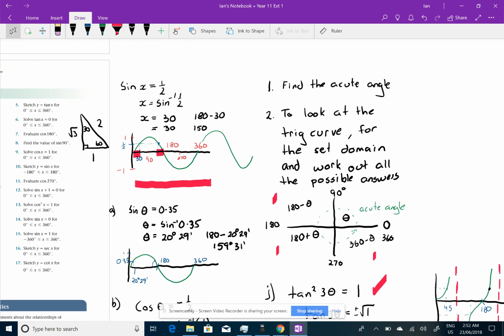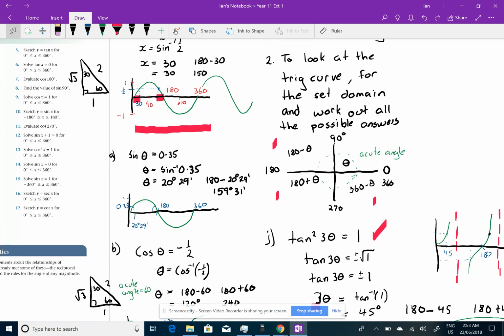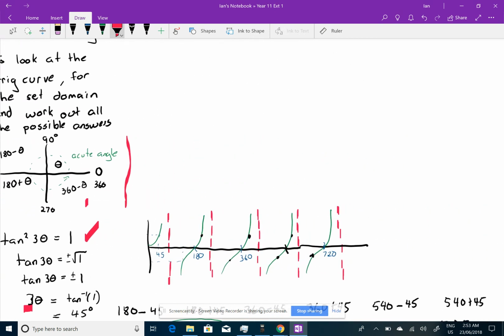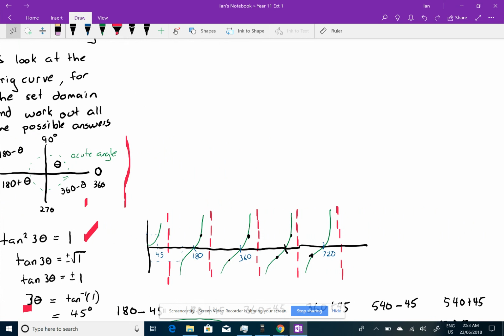Look at the trig curve for that set domain and work out all the possible answers. Usually there'll only be 2. If it's positive and negative, there'll be 4. If it's in a bigger domain, they'll double, like if it's a 2 in front of it. If it's in a bigger domain, like 3 times, there'll be triple, and so on. I doubt very much you'll get anything more than a triple. And then use this little skill you have here, for going 180 minus, 180 plus, 360 minus. But that only works from 0 to 360, which is why it is important, like in that last one, to look at tan beyond 360.